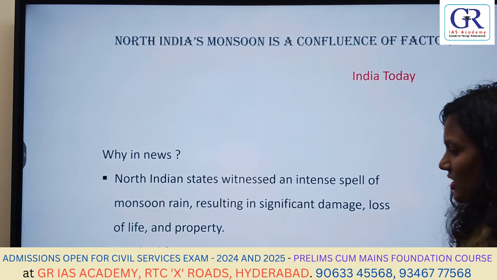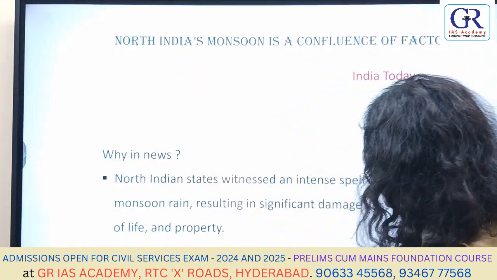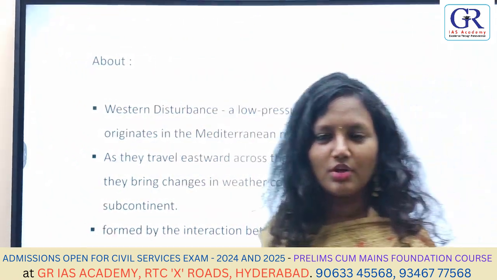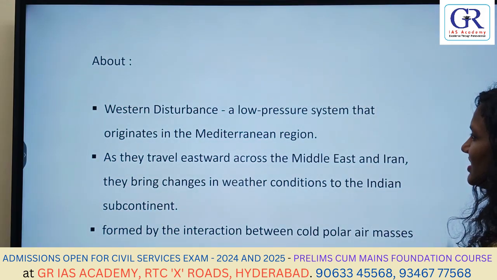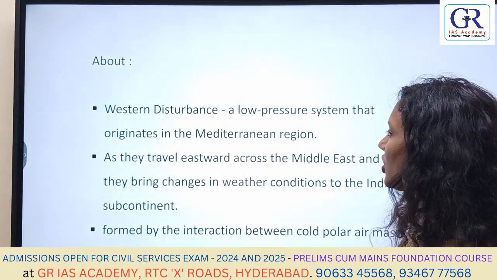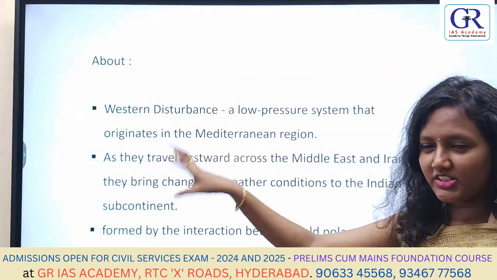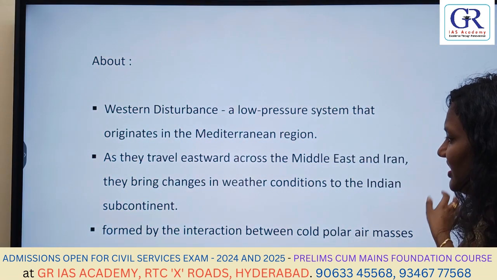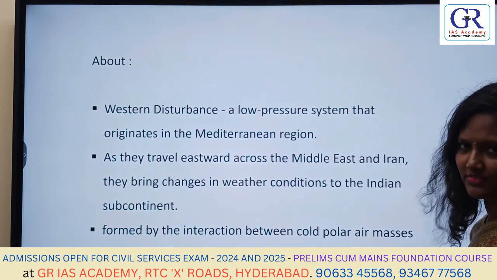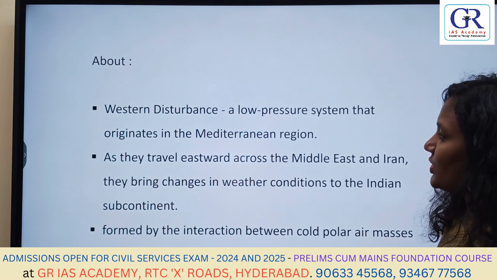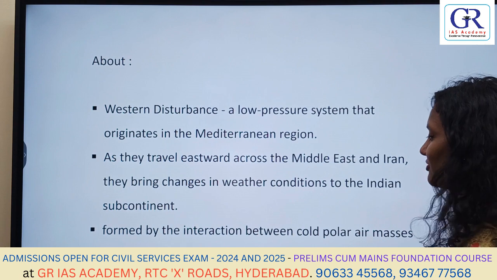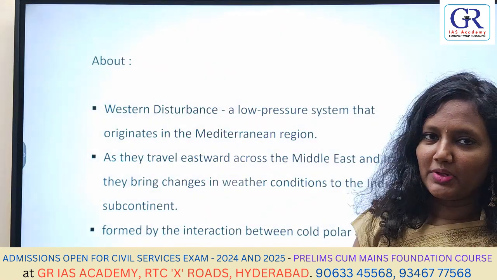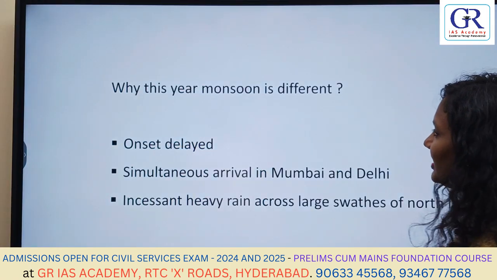What are those two systems? One is the monsoon winds and the other one is the western disturbance. Okay, so what is this western disturbance? Monsoon winds obviously you know, but let me say what this western disturbance is. Western disturbance is a low pressure system that originates in the Mediterranean region. As they travel eastward across the Middle East and Iran, they bring changes in the weather conditions of the Indian subcontinent also. So how are these western disturbances formed? These are formed by the interaction between cold polar air masses and warm tropical air masses. So because of this, we are being affected a lot.